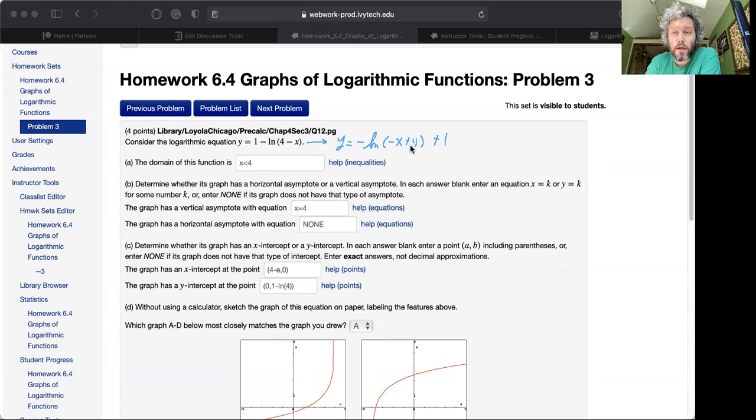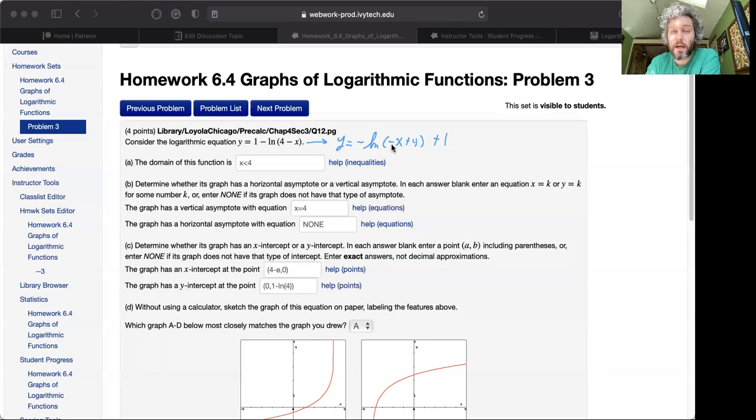We have a plus 4 here, which is a horizontal transformation. Normally, this would shift 4 units to the left because it is plus 4, and with horizontal, it's the opposite. However, because of this negative sign here, it's actually going to shift it to the right 4 units because we have that horizontal reflection going on. So that's what's going to cause that to happen. We have the plus 1. It's probably the easiest thing to notice. That's just going to shift the graph up by 1 unit.